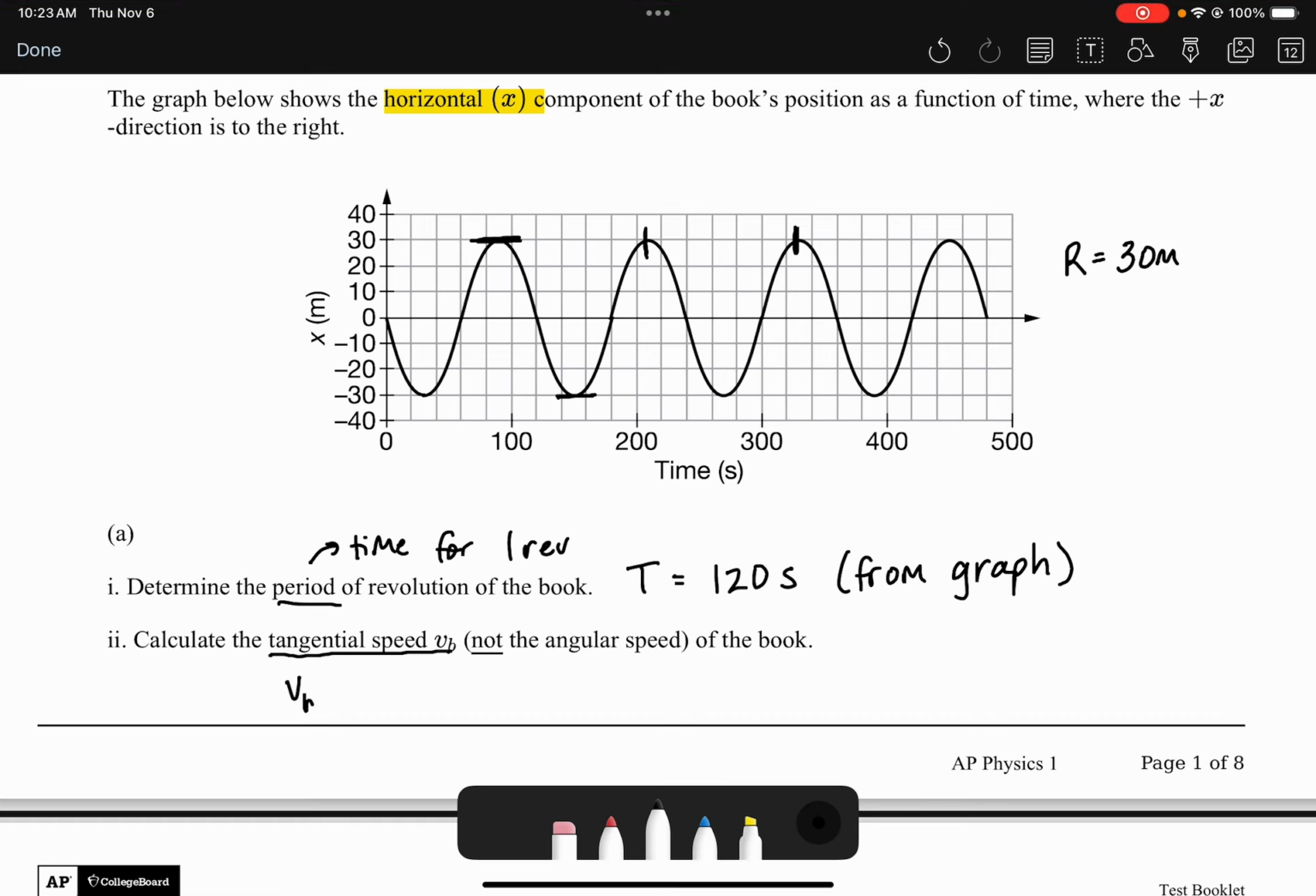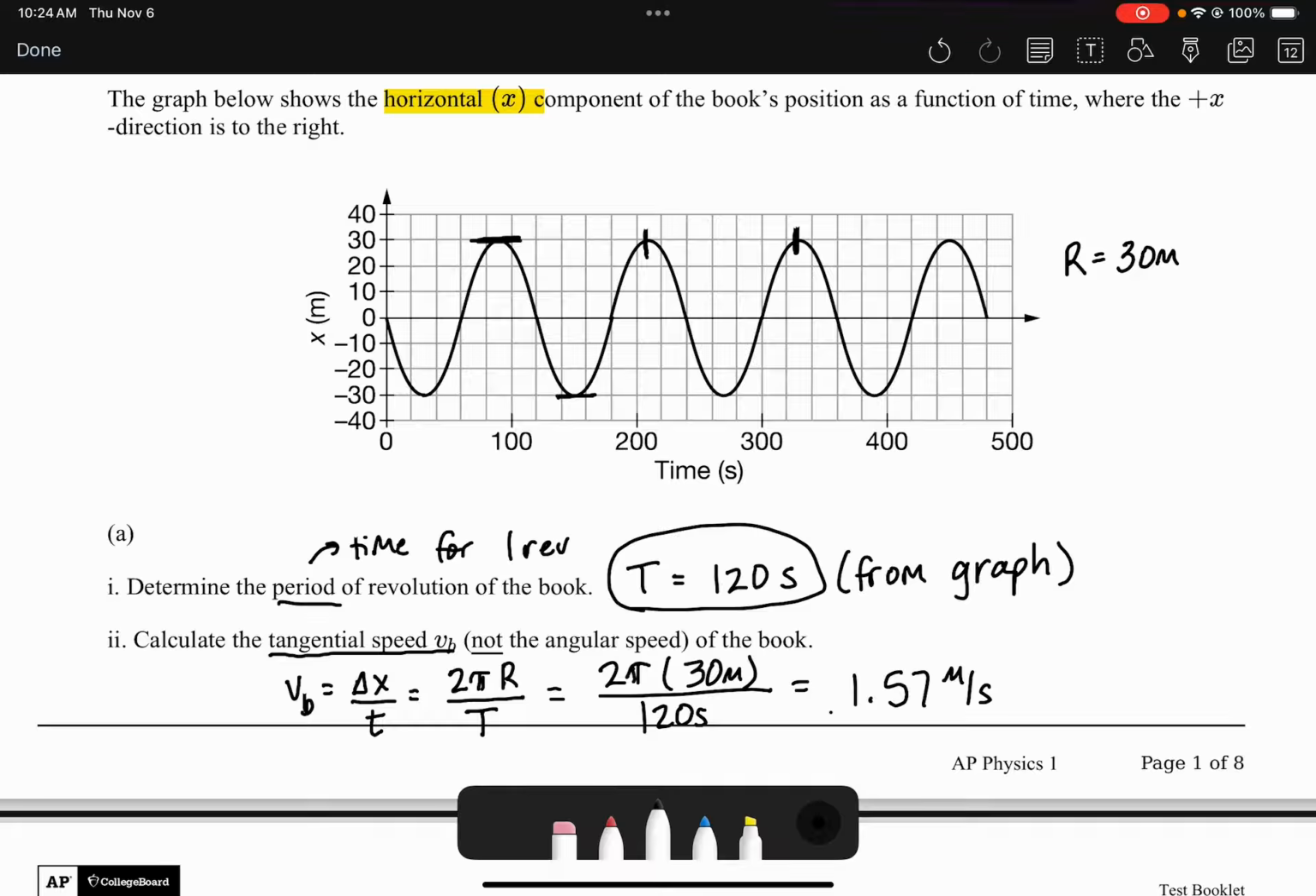So velocity is going to be the change in position over time. Well, what is the change of position for a Ferris wheel that is traveling in a circular path? It's going to be 2 pi times the radius, because that's going to be one revolution, divided by T, which is the period of revolution, or the time that it takes. So if I plug these numbers in, I'm going to get 2 pi times 30 meters divided by 120 seconds, which gives me 1.57 meters per second.